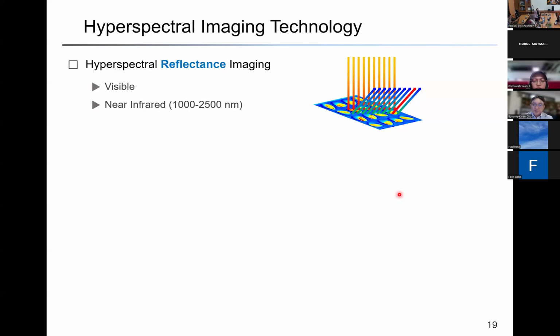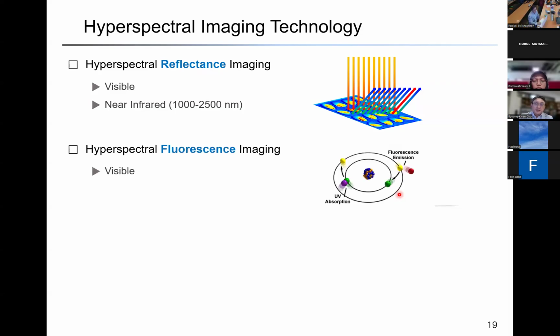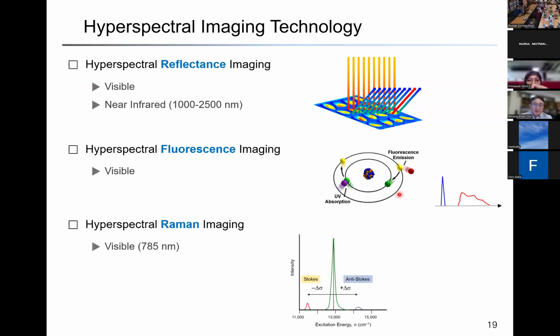First one is hyperspectral reflectance images for the visible range and NIR range. And also there is hyperspectral fluorescence imaging. It uses fluorescence, so mostly the range is the visible range. And also there is hyperspectral Raman imaging. These images use Raman scattering.